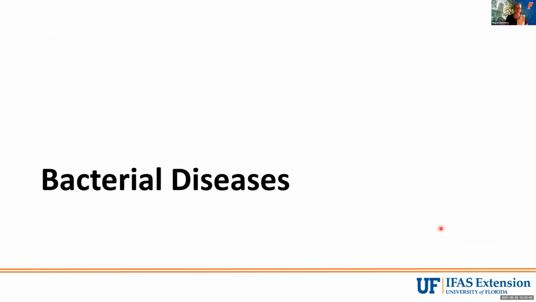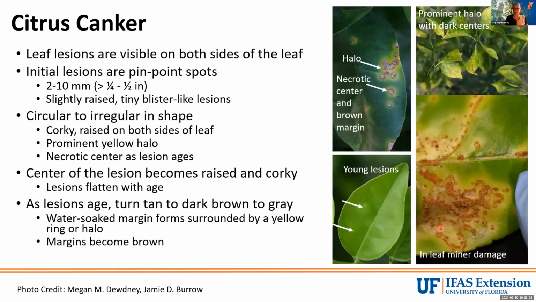Moving on to bacterial diseases, they tend to be a little bit more problematic here in Florida. The leaf lesions are visible on both sides of the leaf for citrus canker, a very common home garden problem. Initial lesions are often pinpoint spots, very subtle, as you can see here in this first picture. They're quite small, under a half inch, often starting as a quarter inch.